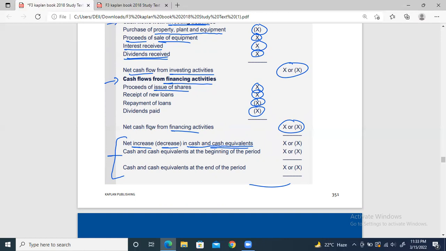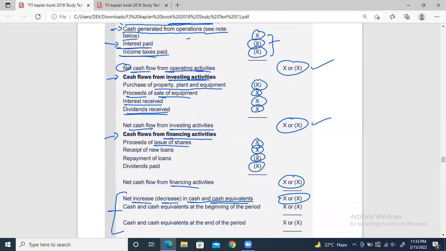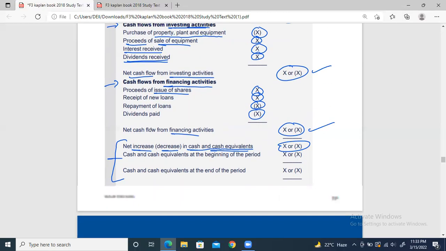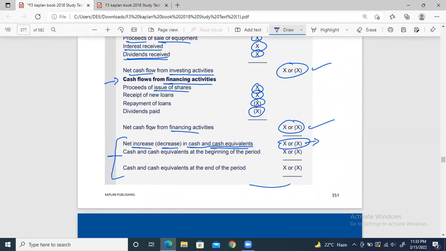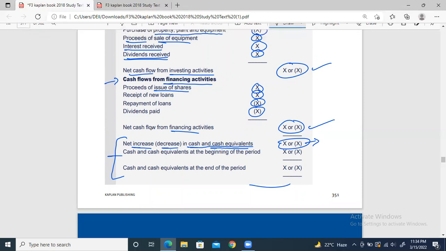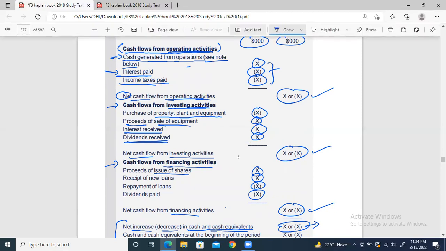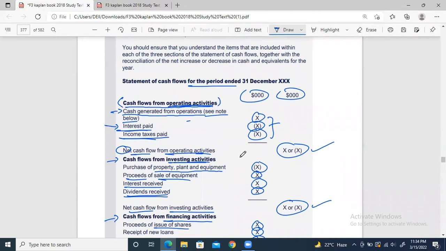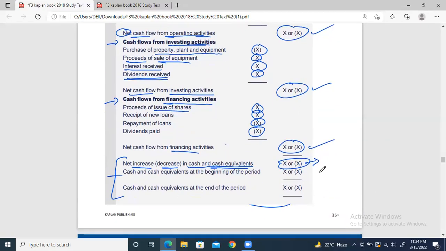So how is this answer coming? We net off all these three amounts, the operating, the investing, and the financing. The final answer after summing them up can be a net increase as well as a decrease, because this is the movement. It's not like opening balance, closing balance. It's the overall movement in the last 12 months, because the wording at the top is for the period ended. So it's the movement over the 12 months, what has gone out and what has been received in the company.